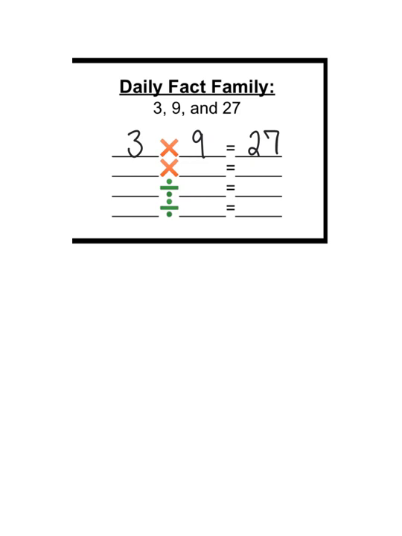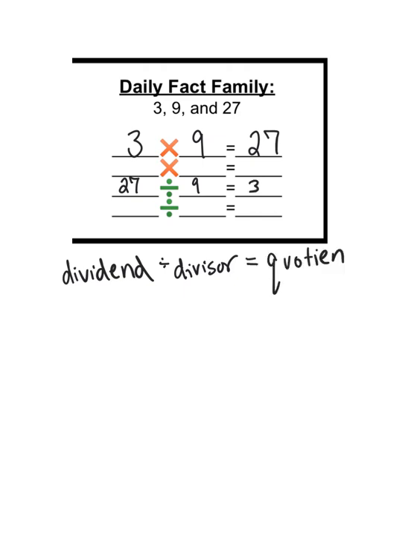And let's see. Do we remember our vocabulary words? What is this big number that we're going to divide up? It's our dividend divided by our divisor equals our quotient. Okay, and I'll let you fill the rest of those out because I'm sure you can do it now.